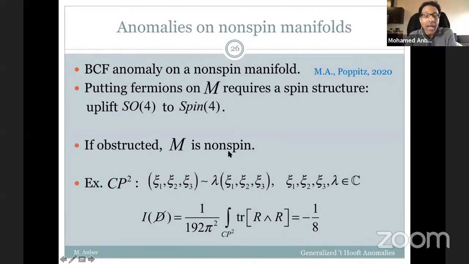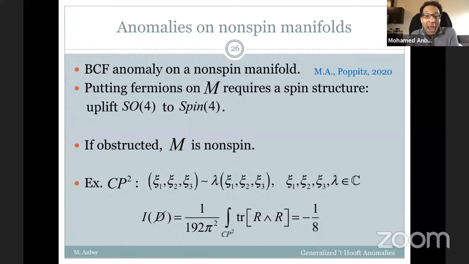A very famous example of a non-spin four-dimensional manifold is the complex projective space CP2, which is defined as the complex coordinates xi1, xi2, xi3 identified with a complex number lambda. In other words, CP2 could be thought of as S5 mod U1.